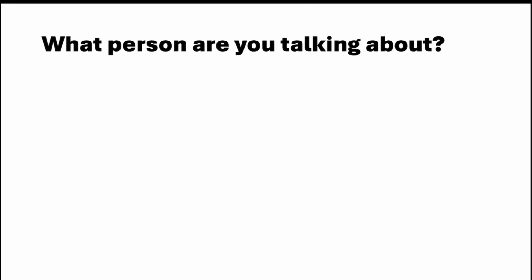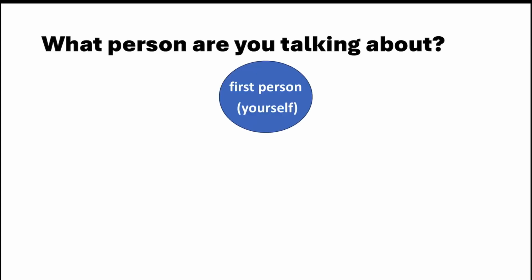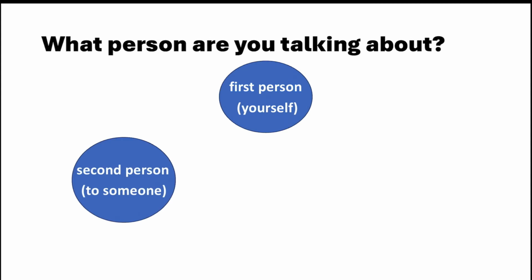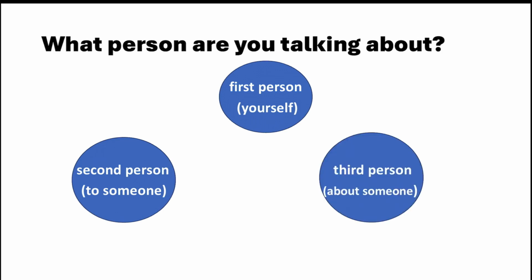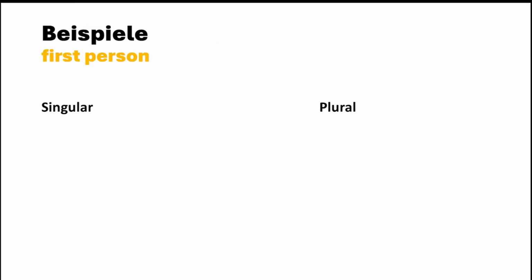There's one more thing to consider besides if you're in the singular or plural case. Also, what person are you talking about? There's three cases for this. The first being the first person, which means you're speaking about yourself. The second case is the second person, which means you're speaking to someone. The third case is the third person, which means you're speaking about someone. Let's look at some examples.